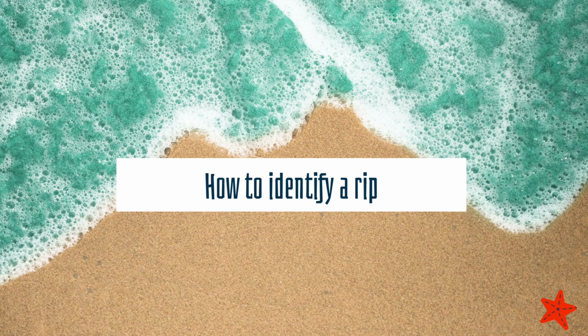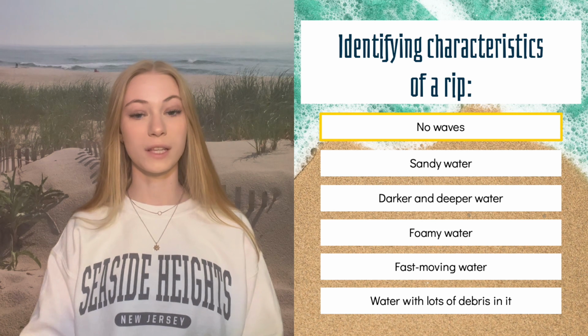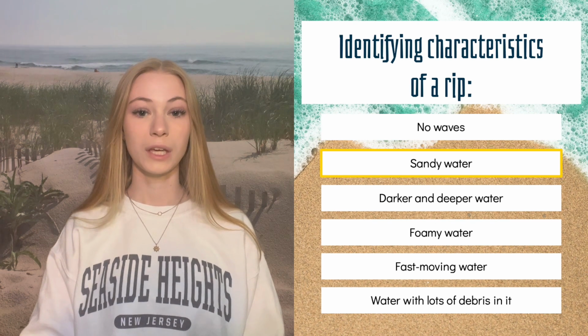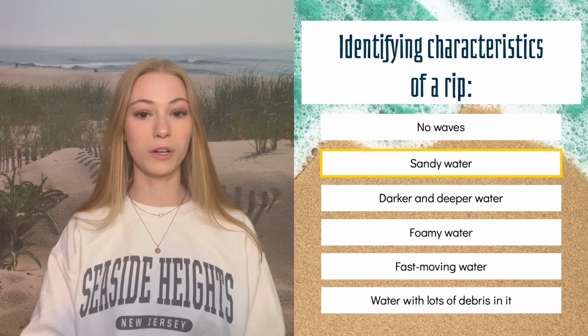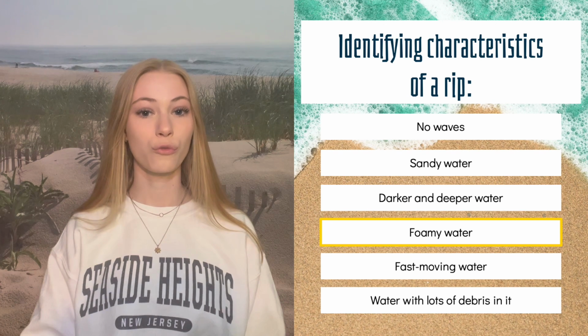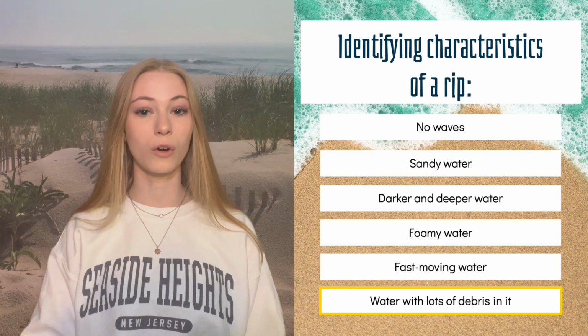How to identify a rip. There are many different ways to identify a rip current. One signifier is that a rip will form in an area where there are often no waves. If you see sandy water beyond the water nearest the shore, that's another signifier of a rip current. Darker, deeper water, foamy water, fast-moving water, or water with lots of debris might mean that you've found a rip.